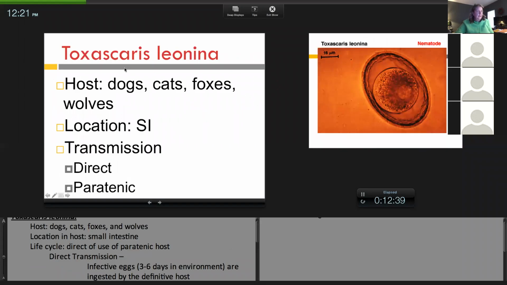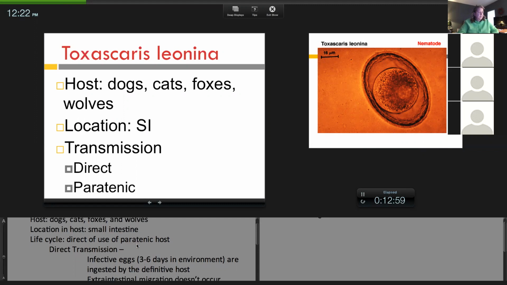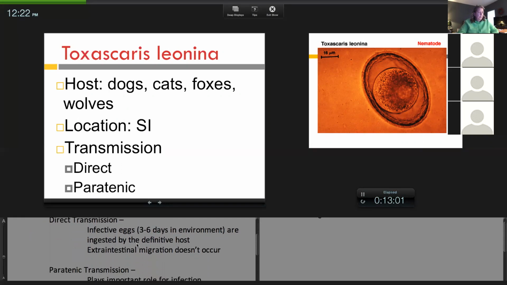And then the Leonina, which your dogs, cats, can be foxes and wolves. So, we had a fox in our neighborhood the other day, like I saw it. So, you just don't think of them sometimes in our suburbs. Small intestine and direct transmission or paratenic. So the infective eggs can live 3 to 6.